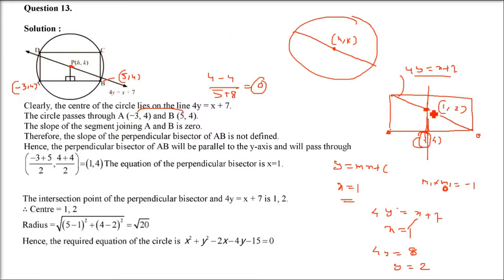We have the center now. One more thing is remaining. How to find the radius? Now we have got the center by intersecting the diameter line and the line x equals 1, which we found out. So this point is (5, 4), already given in the question. That is point B.